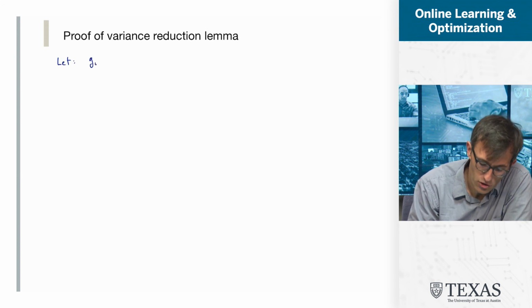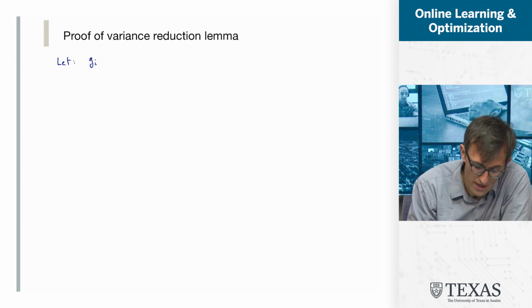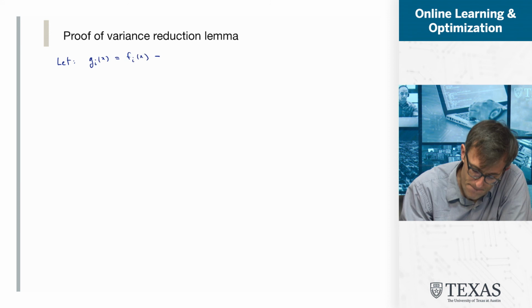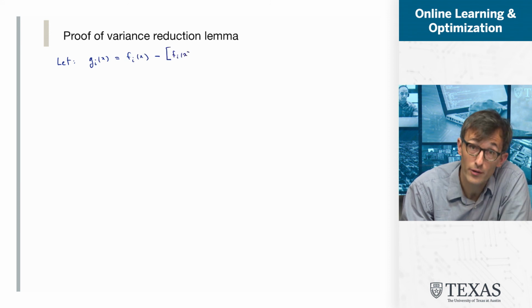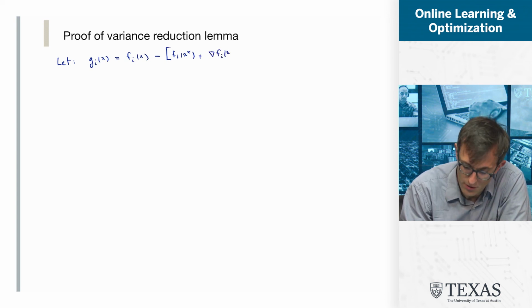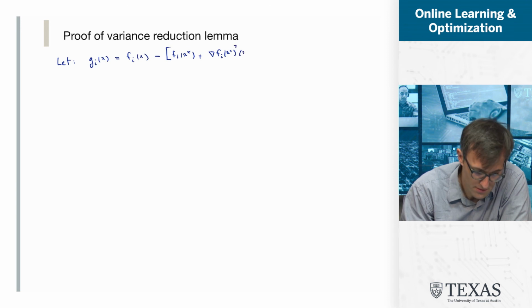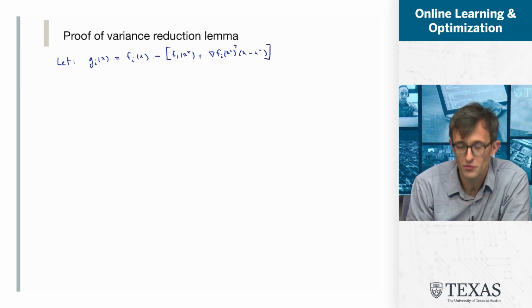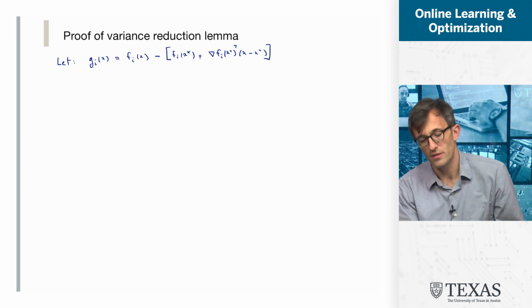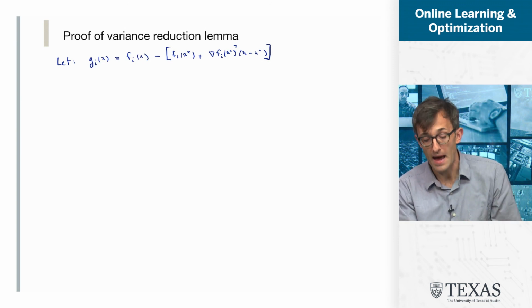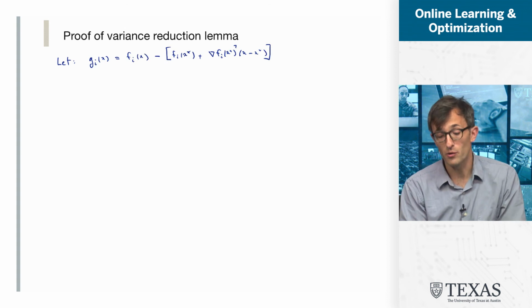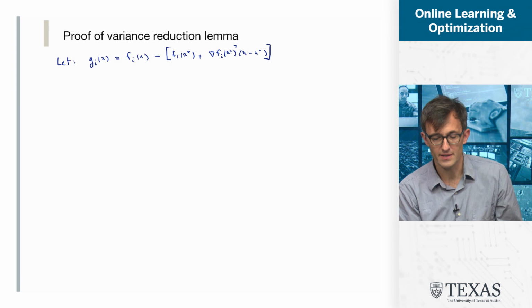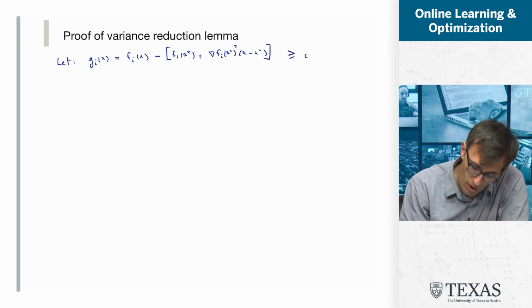Let's define a new function, gi of x equal fi of x minus fi evaluated at x star plus the gradient of fi, also evaluated at x star, times x minus x star. If you see what's inside the brackets here, this is just the linear approximation of the function fi at the point x star, evaluated at x. So by our basic property of convexity, this is always greater than or equal to 0.